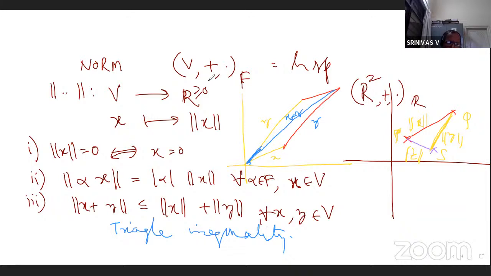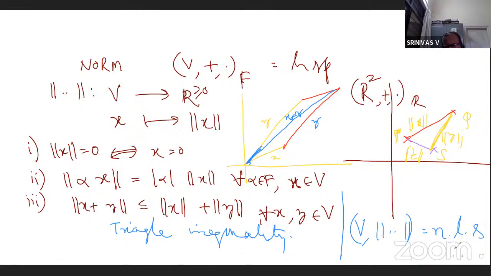On a vector space, we can define a special function norm satisfying these three properties. We say that this function is a norm on this vector space, and in fact we call V a normed linear space, because on a linear space we are defining a norm. So this is called a normed linear space or a normed vector space.